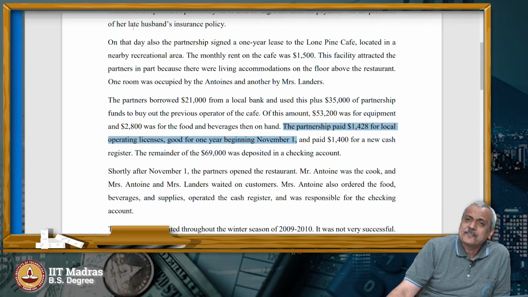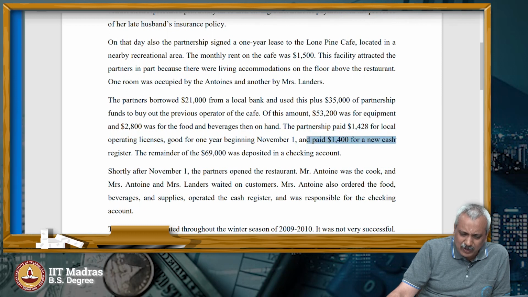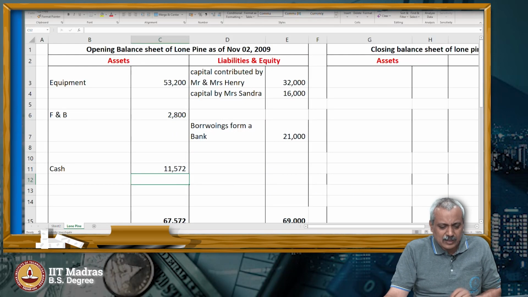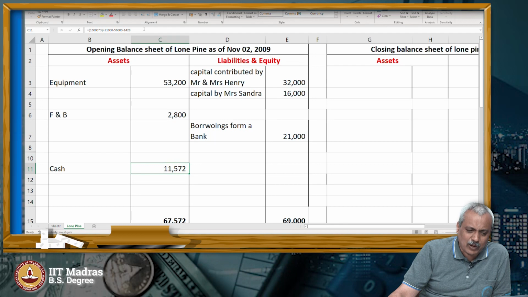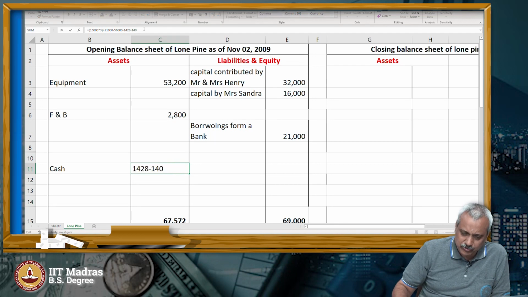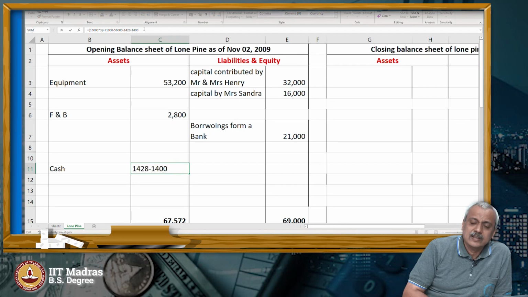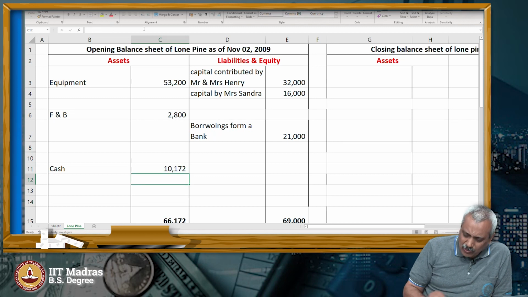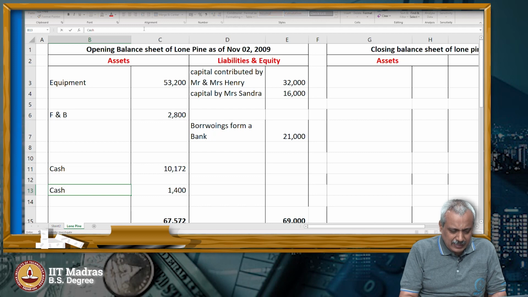I move further. And paid 1,400 for a new cash register. Now paid 1,400. The moment you say paid 1,400, what happens? My cash balance goes down. And what have you done? You have bought a cash register.